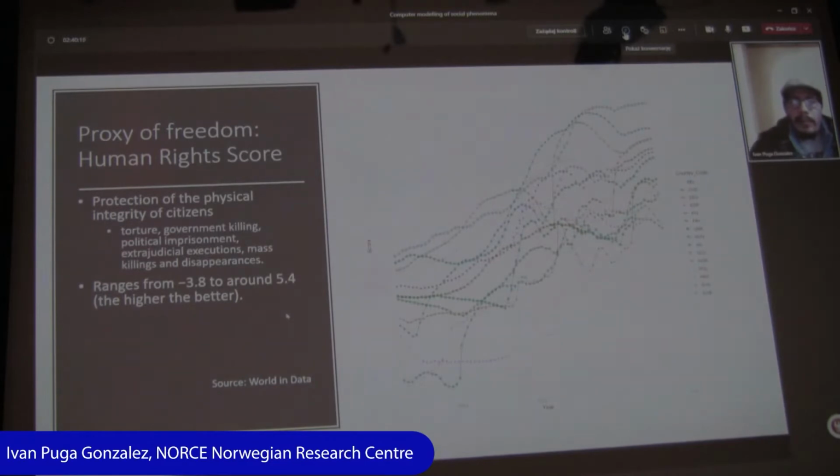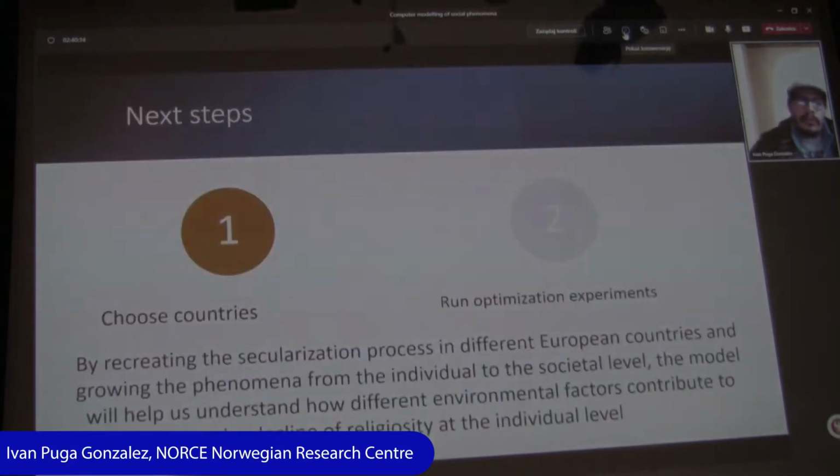Again, we have quite some data for a lot of different countries, and there is some variation in this data, which is going to come very handy when we start running the simulations. So that's basically what we have so far, and then our next steps will be to choose the countries, so which countries we actually want to mimic in the simulations, and then start running the optimization experiments.